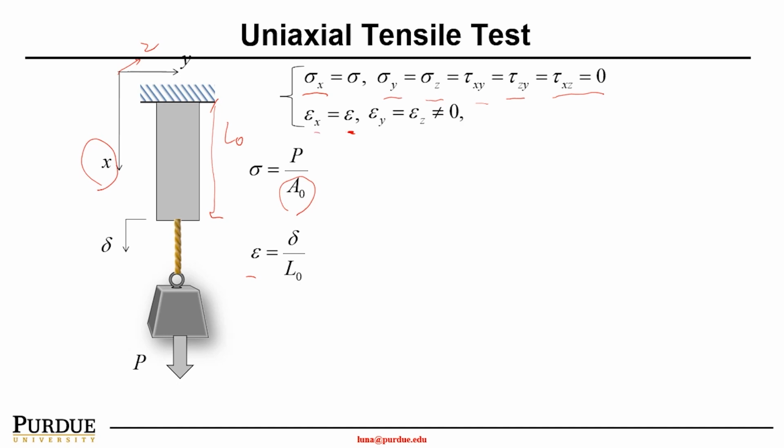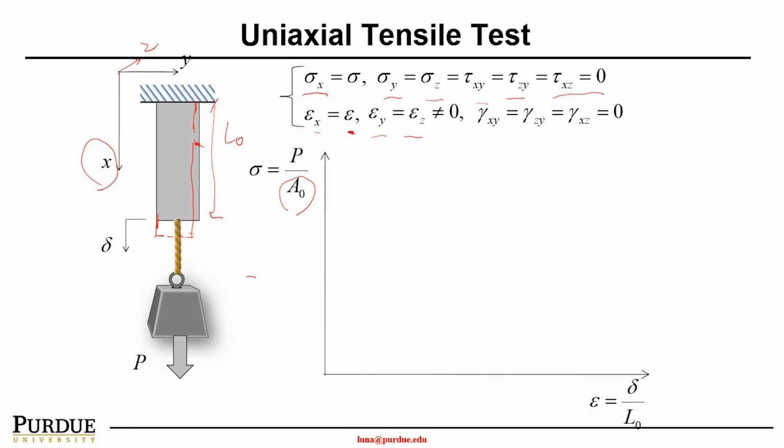However, epsilon y and epsilon z are not equal to 0, because when the material is going longer in this direction, it will become thinner in this direction. However, since there is no shear stress, gamma xy, gamma zy, and gamma xz should equal 0.